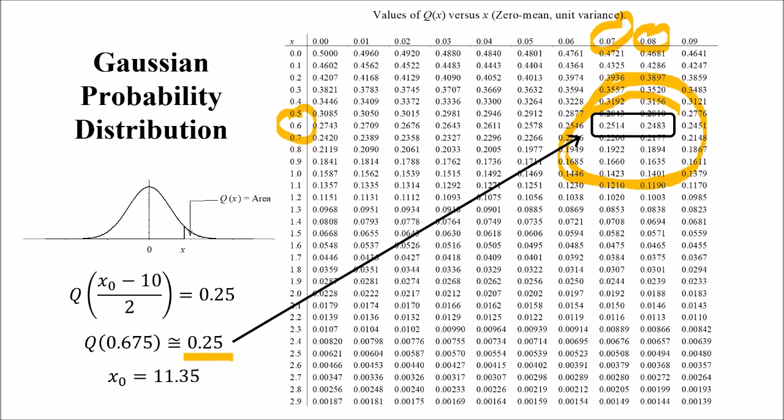Now that's a bit of an approximation, but we'll live with it under these circumstances, I presume. So Q of 0.675 is about equal to 0.25. So now I've got to make 0.675 equal to everything inside these parentheses. So you set (x naught minus 10) divided by 2 equal to 0.675 and solve for x naught. That turns out to be x naught is equal to 11.35.